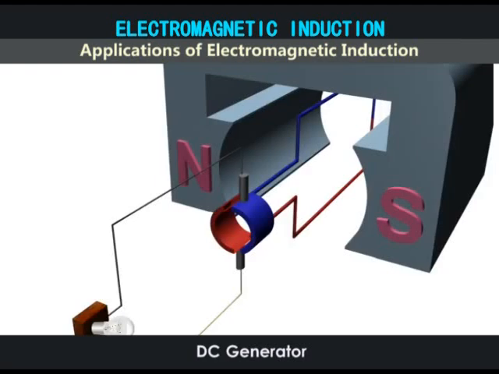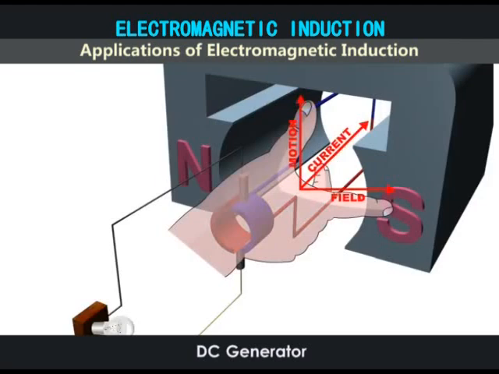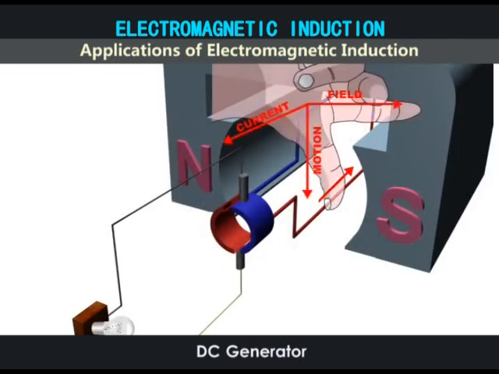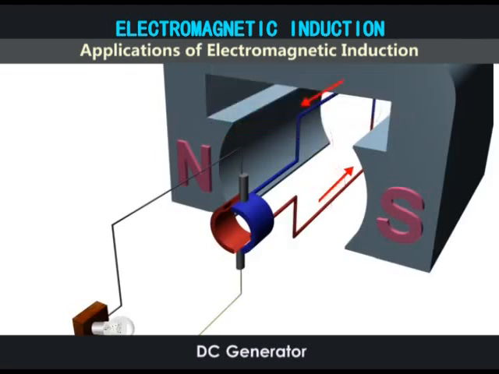Suppose the coil is rotated anti-clockwise. The red part moves up and the blue part moves down. Applying Fleming's right-hand rule, we get the direction of induced current like this. For the blue part, the direction of the induced current is this. So the induced current in the external circuit is this. This direction remains the same as long as the red portion is moving up and the blue part is moving down.